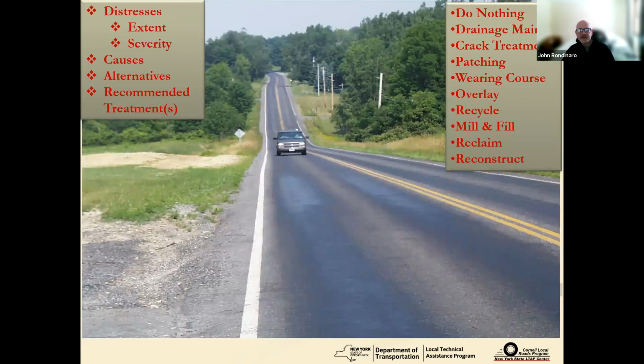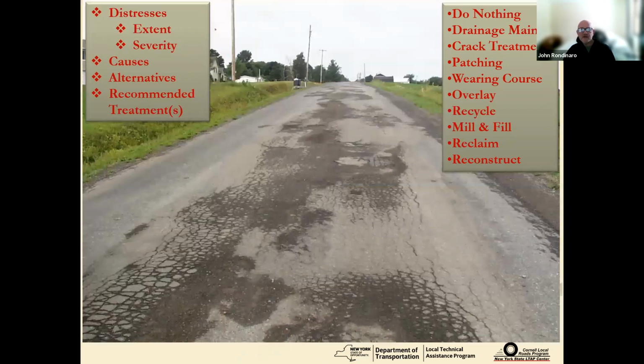In this case, you've got bleeding. You're going to have to think about whether you recycle or do an overlay. In this case, we see this a lot. You see this a lot as local owners. At this point, you're beyond anything maintenance level, and you're looking at rehab, and you're going to need to do some sort of recycling or reclamation, depending on how deep or how poor your structure is.